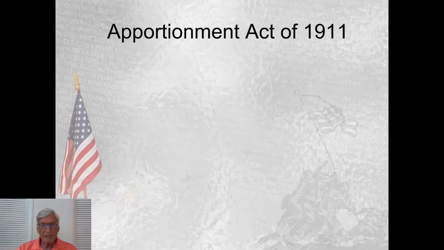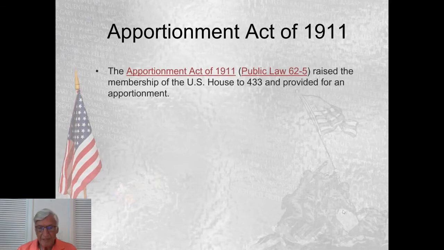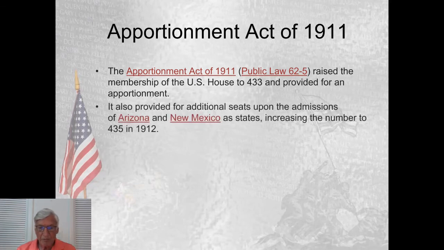Now comes the next major act, the Apportionment Act of 1911. Public Law 62-5 raised the membership of the U.S. House to 433 and provided for an apportionment. It also provided for additional seats upon the admission of Arizona and New Mexico, which was just about to happen, increasing the number to 435 in 1912.